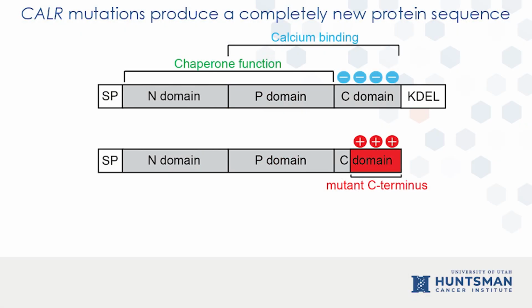And so just to drive the point home of how unique CALR mutations are, they create a completely new protein sequence at the end of the protein. And this is going to become important when we talk about targeting CALR.